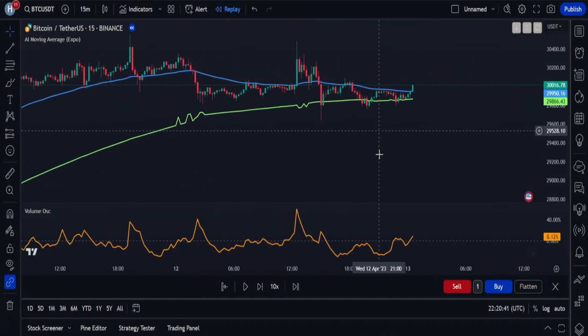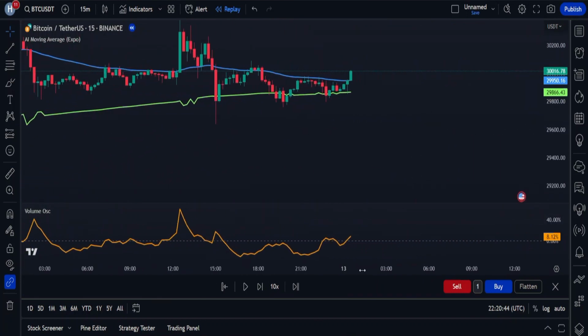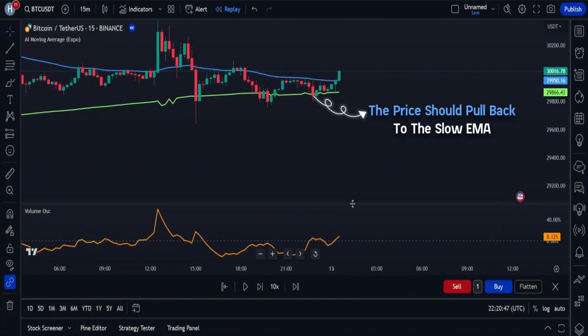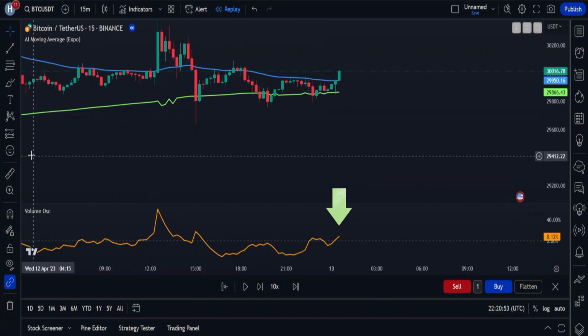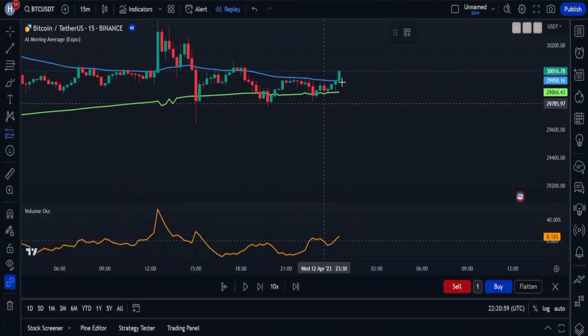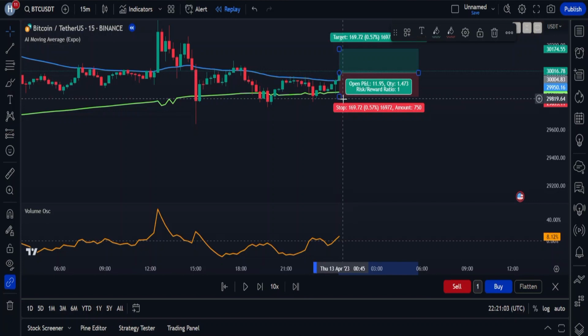If we take a closer look at the price action, we can see that the price made a pullback to the slow EMA, and after that bounced back and respected this level. Finally, the value of the volume oscillator is above the zero line, showing us that there's enough volume in the market, making it likely that the market will start trending instead of consolidating. All of the signals indicate that it's a good idea to enter into a buy position.